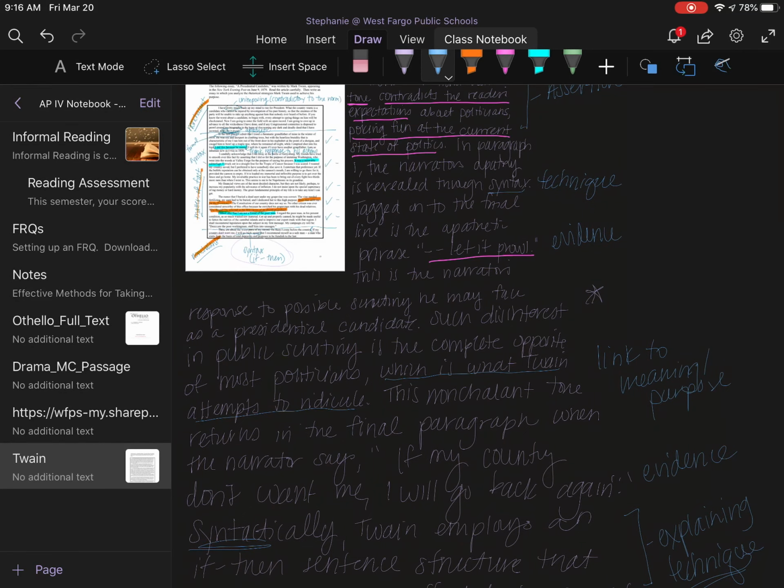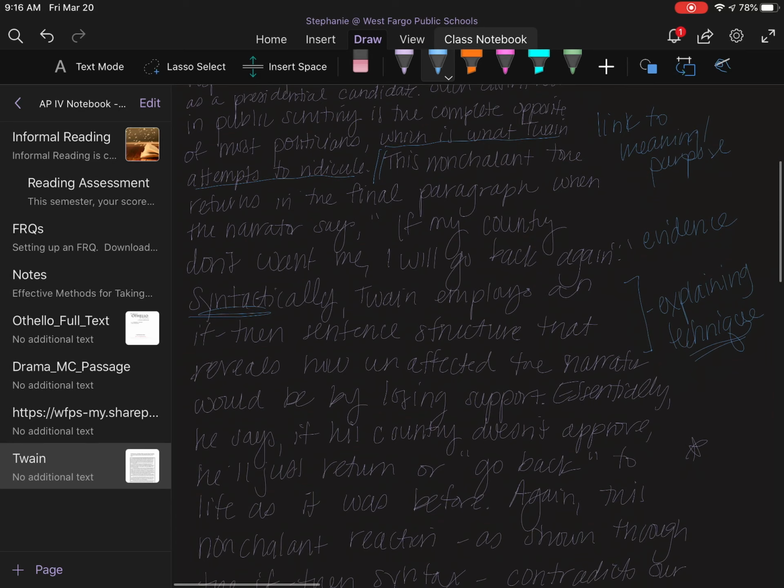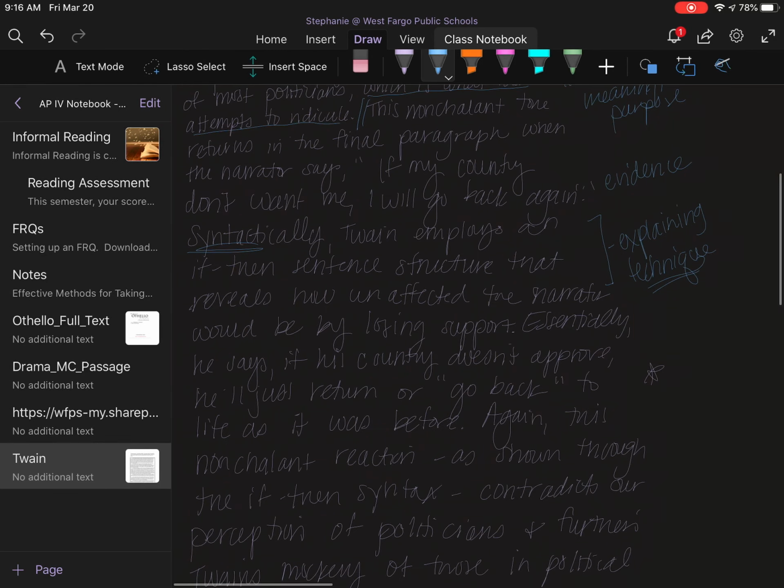And honestly, like I said, if I had left this paragraph right here where before I went into my second half, it probably would have been just a 3 because I didn't really do a great job of that up here, okay? But I made up for it down here. Then I say, essentially, right here, essentially he says, if his country doesn't approve, he'll just go back. This is the link to the evidence. So where I'm explaining where I see the tone, that's kind of what we talked about earlier in the year. To life as it was before.